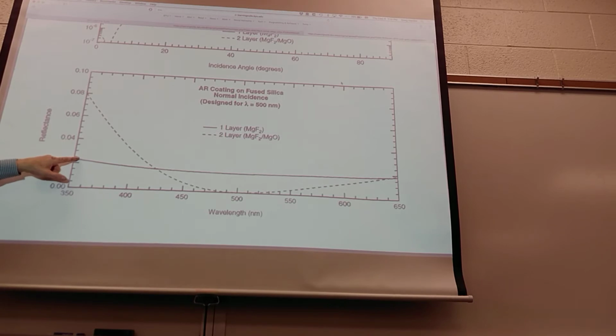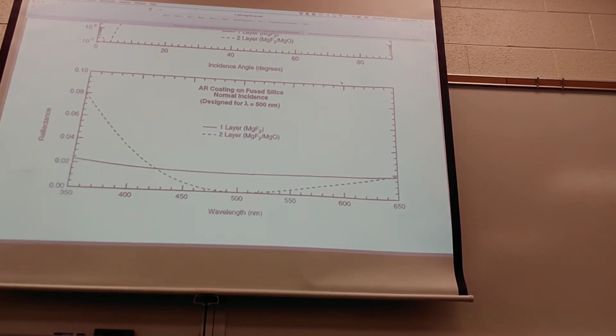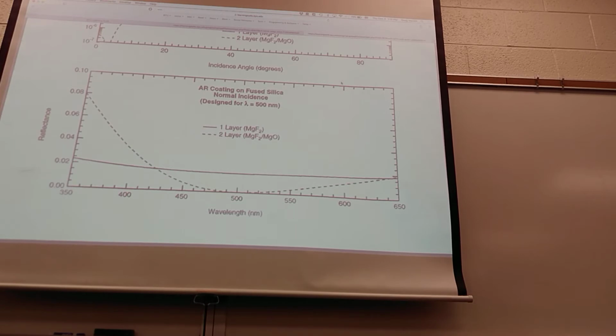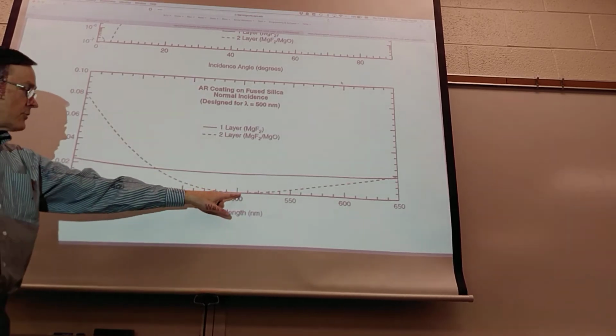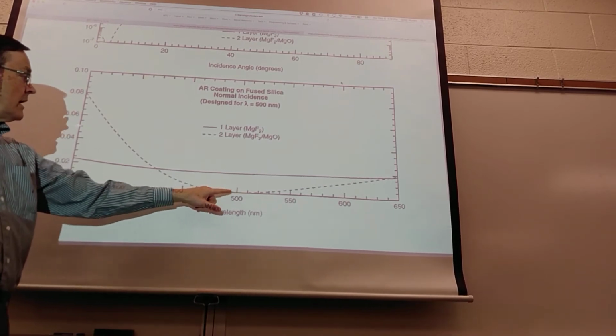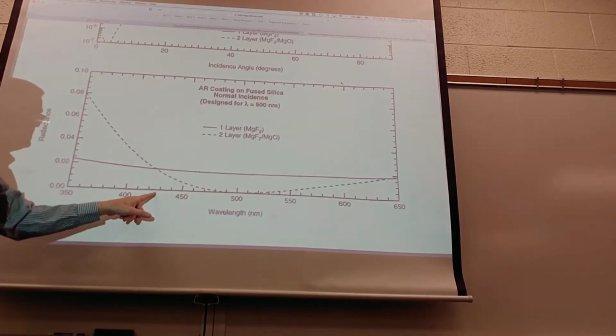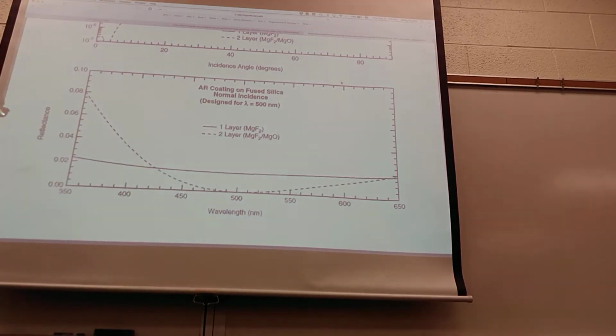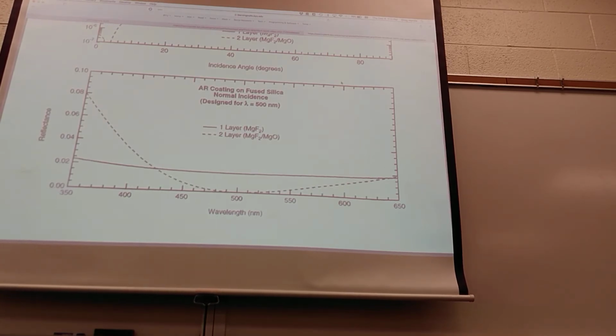And you notice for the one layer coating, it just doesn't really change very much. So it's just whatever it is, plus a little bit as you go off the design wavelength. For the two-layer coating, you do great near the design wavelength, and you still beat the single-layer coating out to 425-ish nanometers and 640-ish nanometers. So the two-layer coating still does really good, or better than the single-layer coating, over a wide wavelength range, almost the entire visible range.